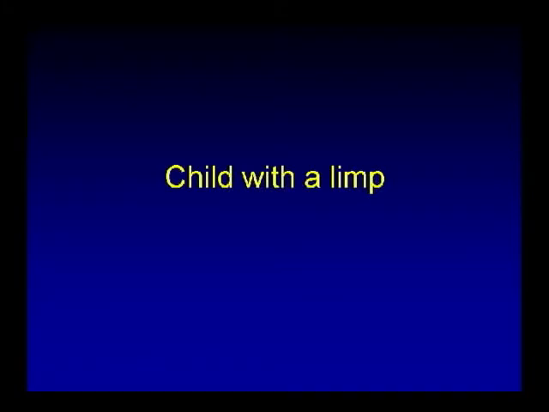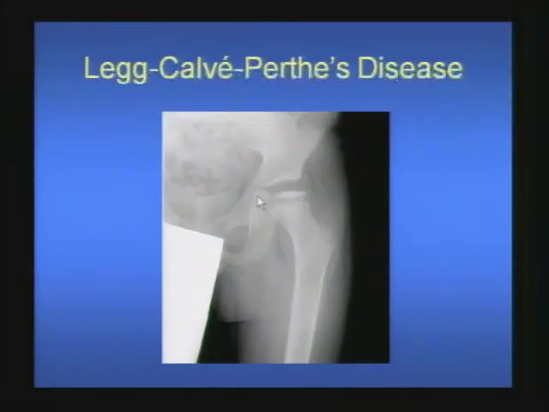Moving forward to a set of cases with a common clinical presentation in a child with limp. The first case is that of Legg-Calvé-Perthes disease. This is an Aunt Minnie showing fragmentation, sclerosis, and flattening of the left femoral head and irregularity of the physis in a patient presenting with left groin pain or limp.